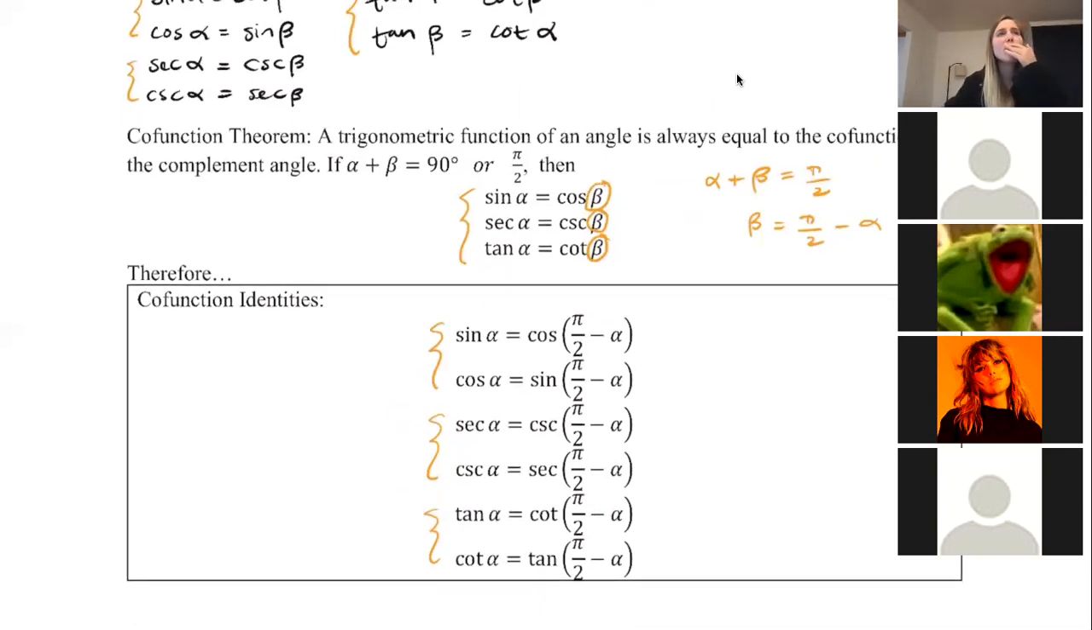Cofunction identities don't really come up so much in verifying identities. They could. Somebody could make one to practice. But knowing cofunction identities might come up in other derivations or different places in calculus. So you need to know them. You've got to memorize them.